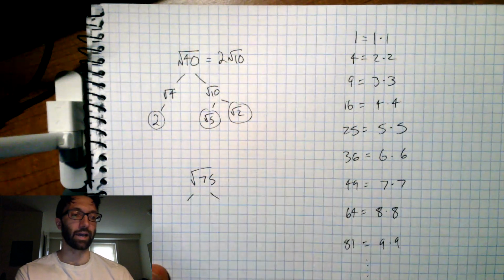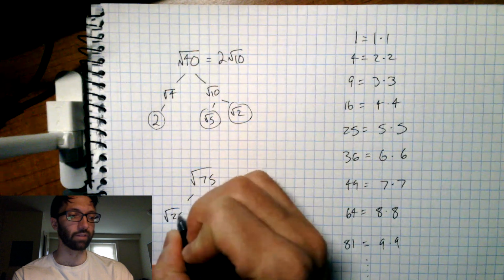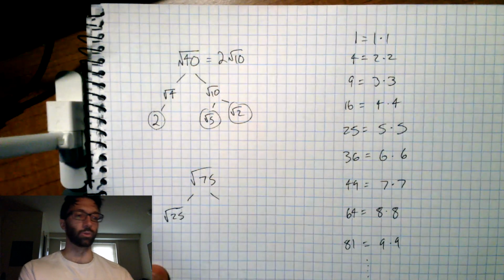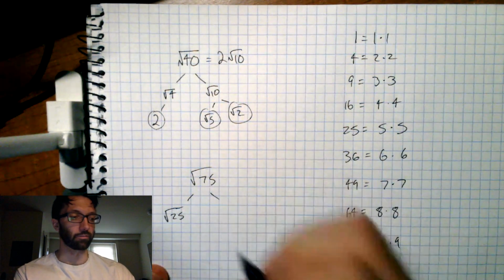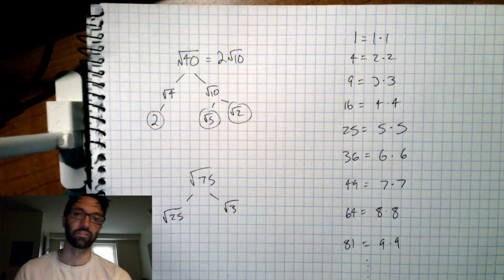So I'm going to factor the square root of 75 into the square root of 25, and 25 goes into 75 3 times, so the square root of 3 will be my other factor.